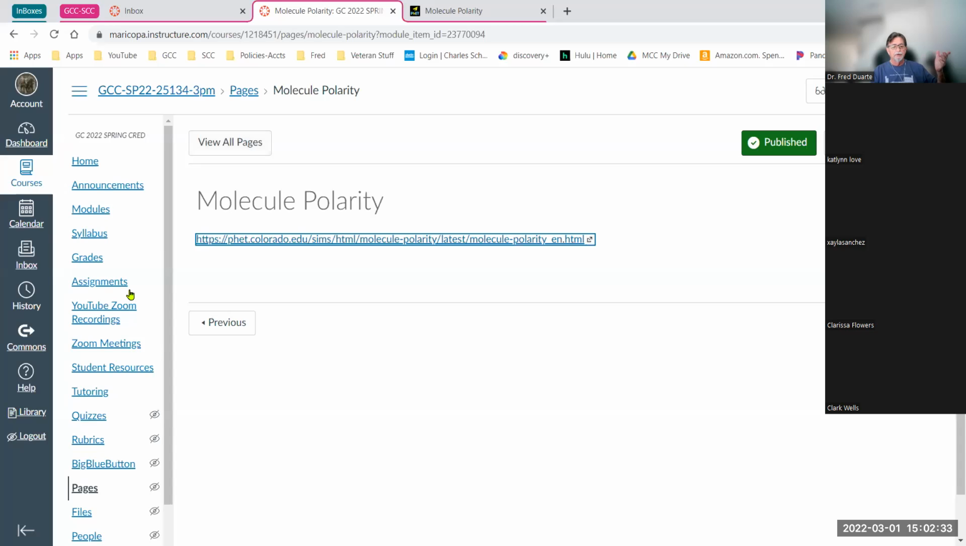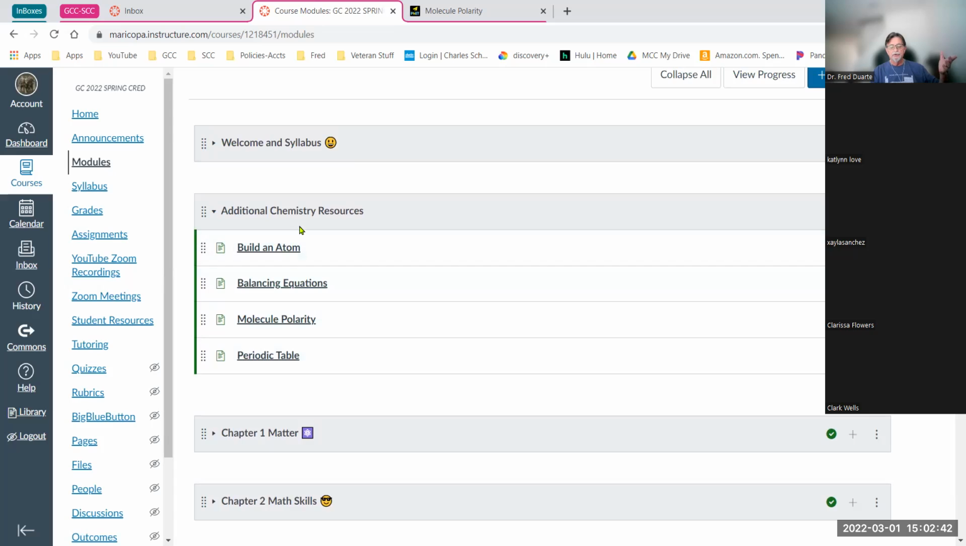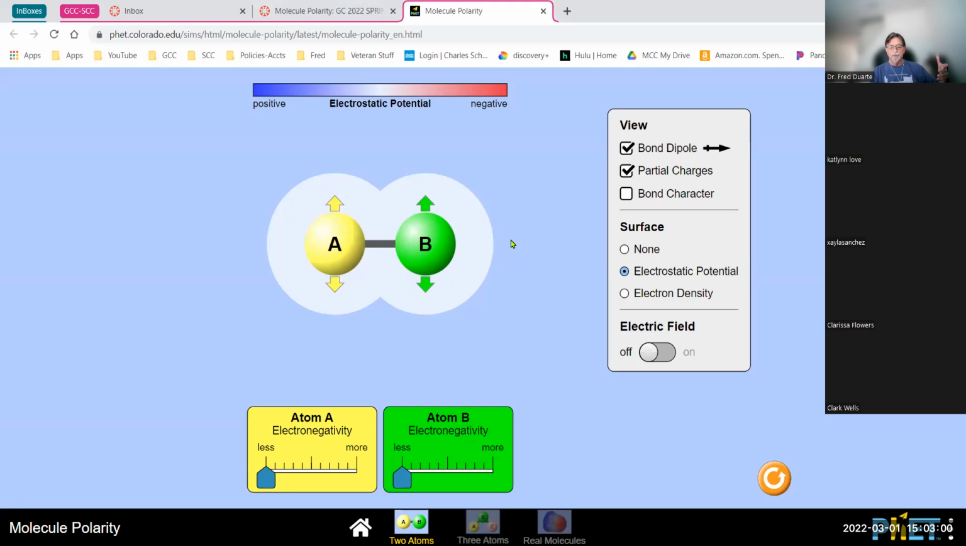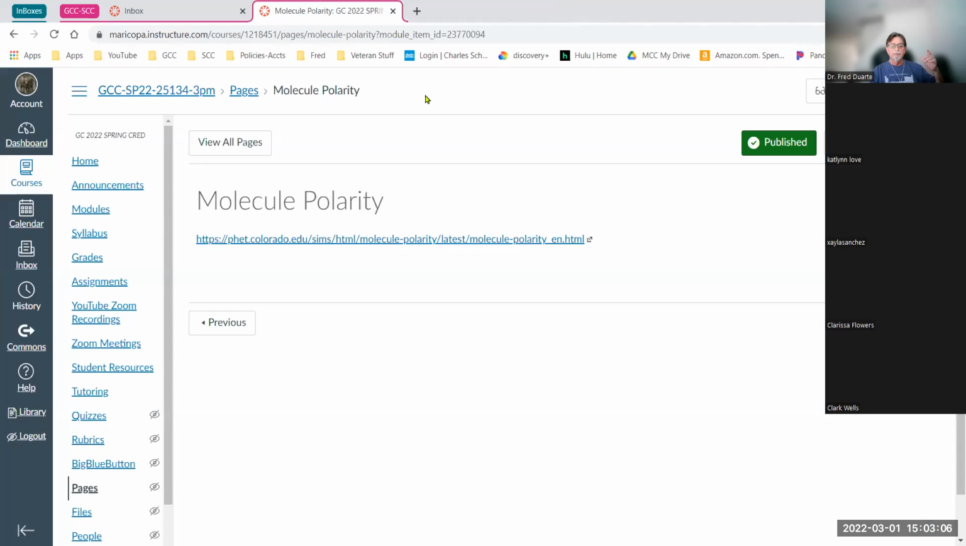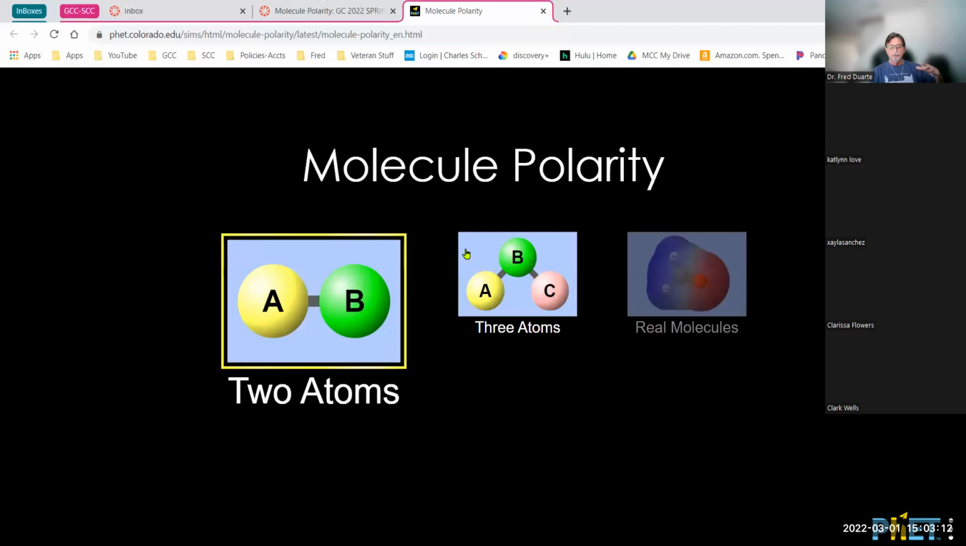Now, if you go under modules and scroll down, there should be a module labeled Additional Chemistry Resources. Select the molecular polarity, and when you click on that, there's a link. When you click on the link, it will send you to the simulation. Let me click the link and get to the opening menu. You have a couple of choices here to deal with different topics of polarity.